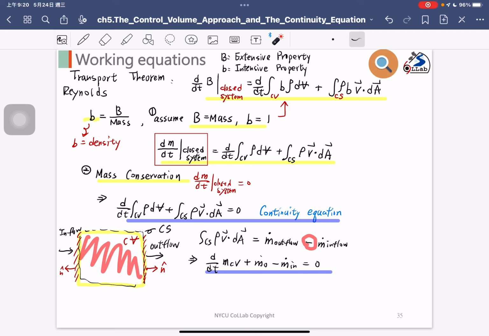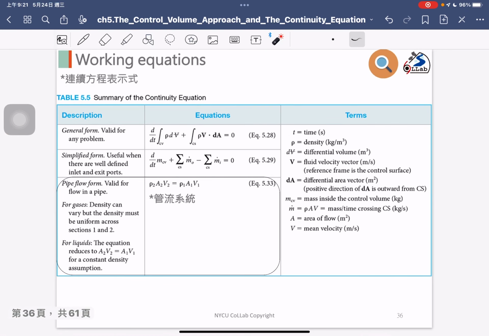Okay, so in different chapters, we will put in different properties and discuss how different they are. In chapter 5 here, we discuss the mass. In the following chapters, we will change the property in the Reynolds transport theorem. So we can see the table summarizing all the equations I derived before on the slide.